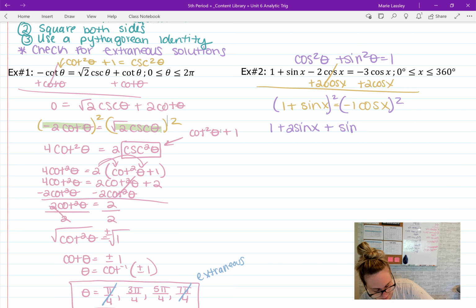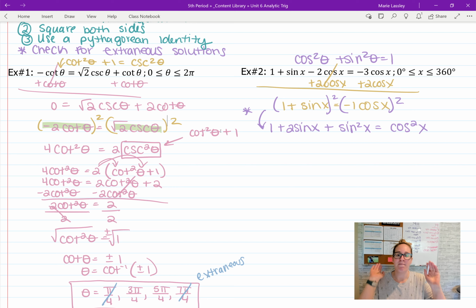Be careful. That right there is where I see the majority of people making a mistake on this problem. On the other side, it's negative cosine x, -1 cosine x. So we're just going to square it, and that becomes positive cosine squared x, right? When you square -1, it becomes positive. So at this stage, we've now squared both sides.